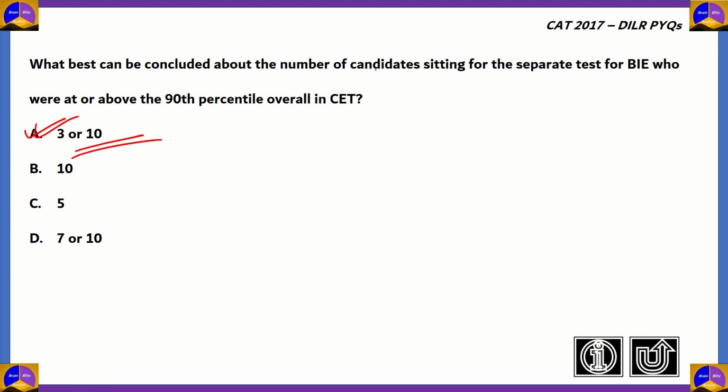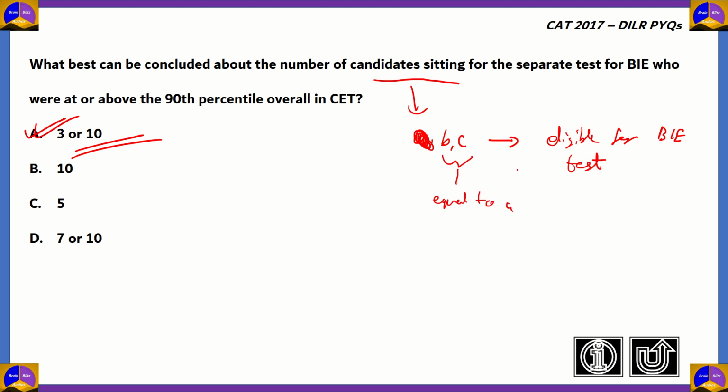So basically, what this question means is to find the value of A. Now, A, B, and C are those candidates who got 90th percentile overall, but only got 80th percentile or above in one subject. And they are eligible for the BIE test, for the separate test for BIE. So basically, it only applies to B and C, since A represents people who've got 80th percentile and above in physics. So the values of B and C are equal to A. So it's 3. We can either take it as 3 persons each for B and C, or 10 people each for B and C. So that is why option A turns out to be the right option.